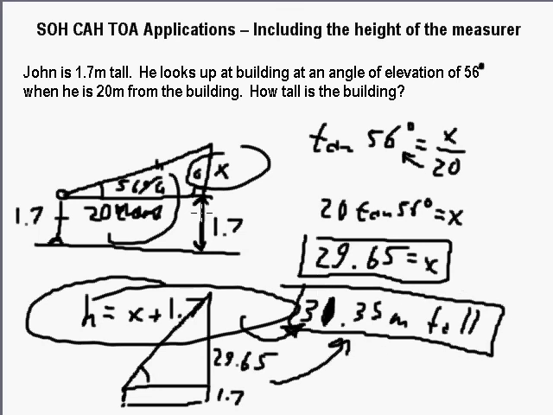So if the height's not negligible, ooh, tough word, solve the triangle, add on the height afterwards. If you're not sure if the height's negligible, well, first of all, if the height's not given, then it's negligible. If it is given, it's not negligible.